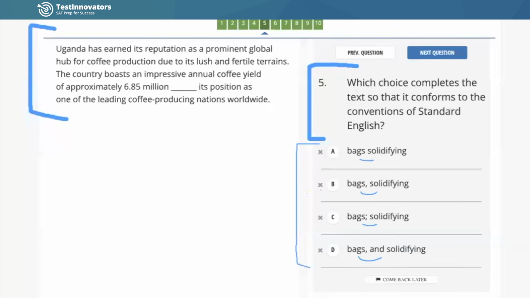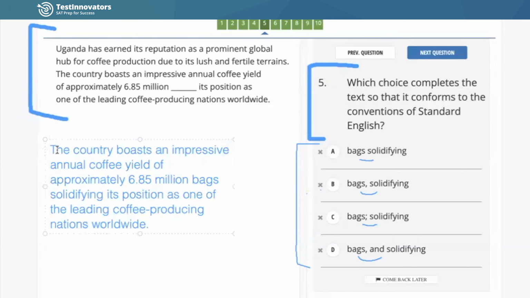Now let's locate the main clause in this sentence with the blank. To make this easier, I am going to add back the missing words to this sentence right here. And let's read this part. The country boasts an impressive annual coffee yield of approximately 6.85 million bags, solidifying its position as one of the leading coffee producing nations worldwide.